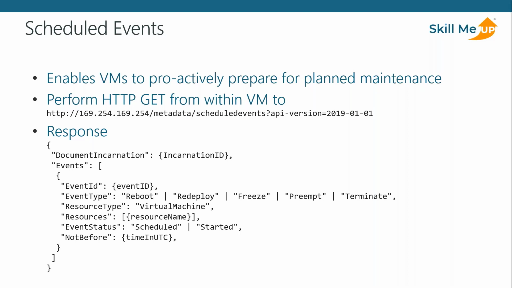the temporary disk. A freeze is where the machine is being frozen, either for a live migration or for the in-place memory preserving update. A preempt is if maybe you're running a low priority VM and you're being thrown off the server to make capacity available for someone else. That's part of the deal with these low priority or spot VMs. Terminate is you're being terminated. Maybe you haven't paid your bill, for example. This then shows it's a virtual machine that's happening, and whether it's in a scheduled state or a started state. It shows you which VMs it is, and it gives you a not before time, which tells you when it's going to happen.